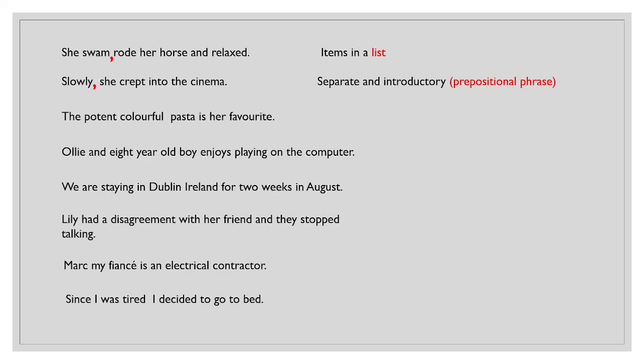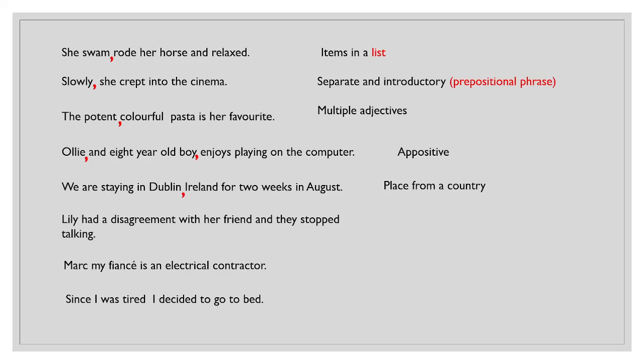The potent, colourful pasta is her favourite. So here we have potent and colourful, which are adjectives describing the pasta. Ollie, an 8-year-old boy, enjoys playing on the computer. We're staying in Dublin, Ireland for 2 weeks in August. So here it's separating a place from a country.